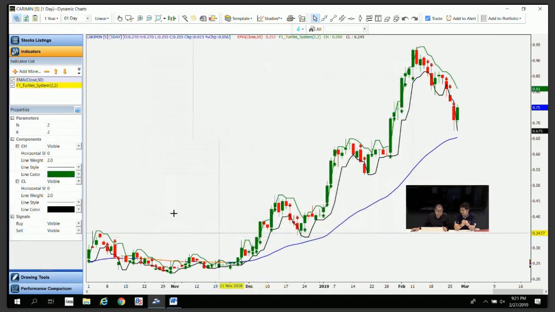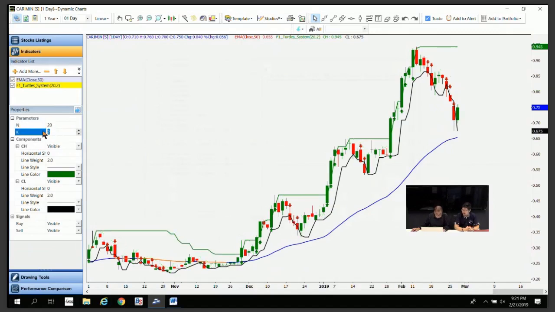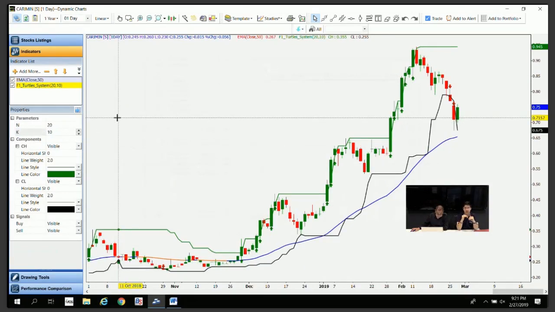So I click already. Now this one, the original is 2010. See, we can change it. For the N, over here you can see there's an N and there's a K. The N is the high, so how many bars high? The K is the low, so how many bars low? So here you can see it's 2010, so it's a 20 bar high and a 10 bar low.